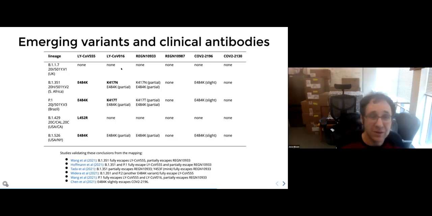And because this virus is undergoing rapid evolution and because there are a lot of antibodies being developed for clinical use, we think having this sort of information could be informative to decide which antibodies might be useful to use in any given area, depending on which viral lineages are circulating there.